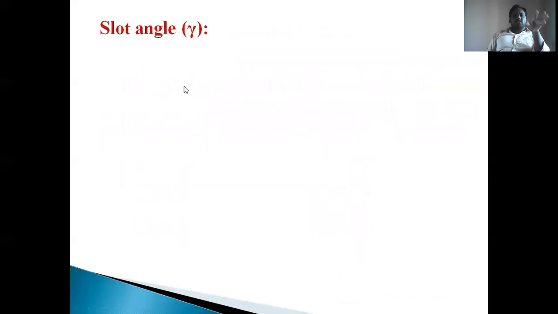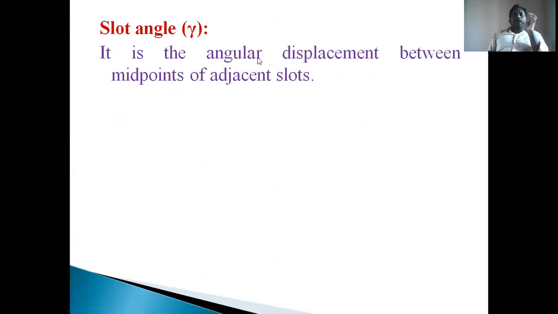And some definitions we will see here. Slot angle. What is meant by slot angle? It is the angular displacement between midpoints of adjacent slots. In the armature, a number of slots are there. We can consider the midpoint of all the slots. The distance between midpoints of adjacent slots is called the slot angle, which is represented with gamma.